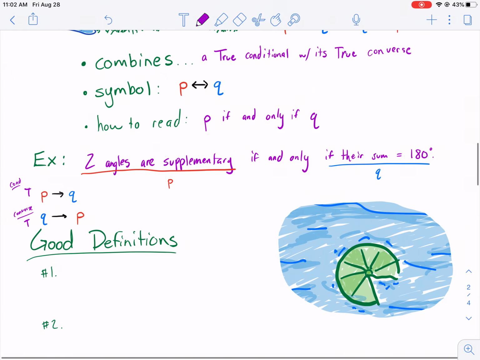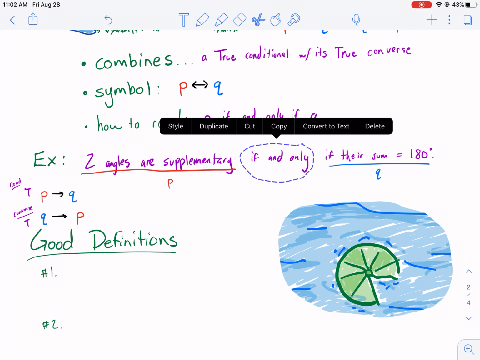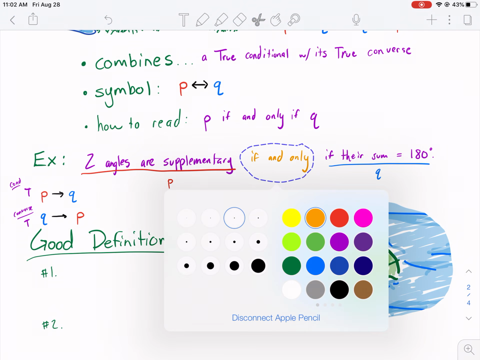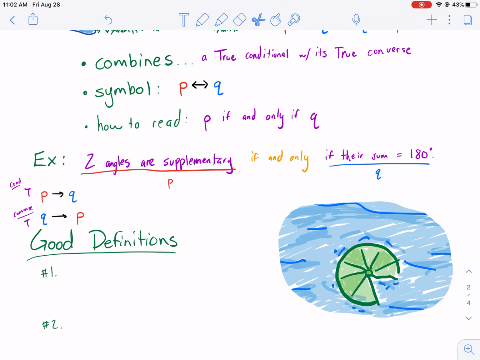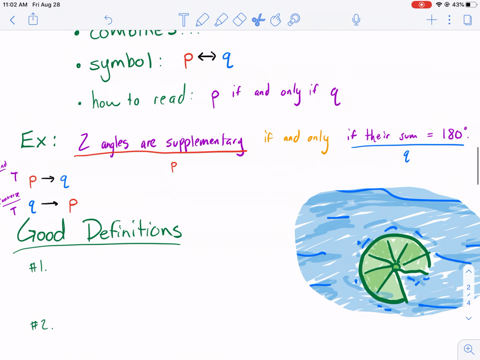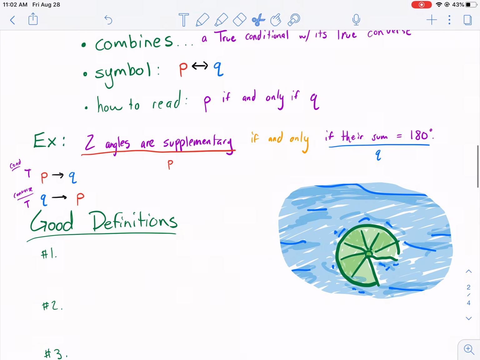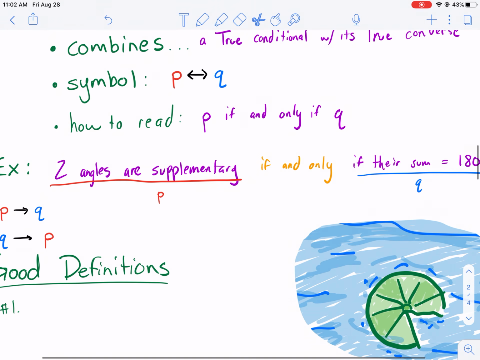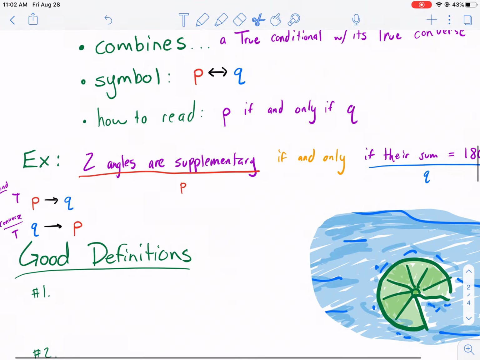Therefore, we can write it as a true biconditional. So two angles are supplementary if and only if their sum is 180 degrees. That's kind of like the crux of how biconditionals work. Now, as we understand this statement right here, that's a good definition. Supplementary angles are angles that add up to 180 degrees.